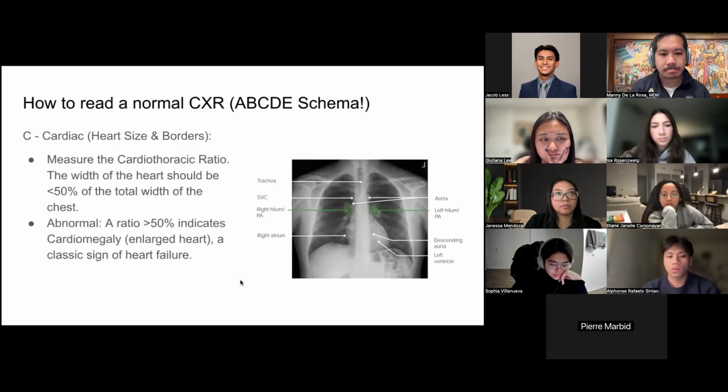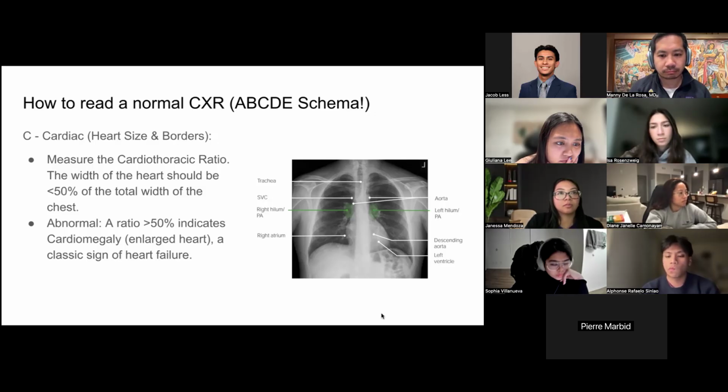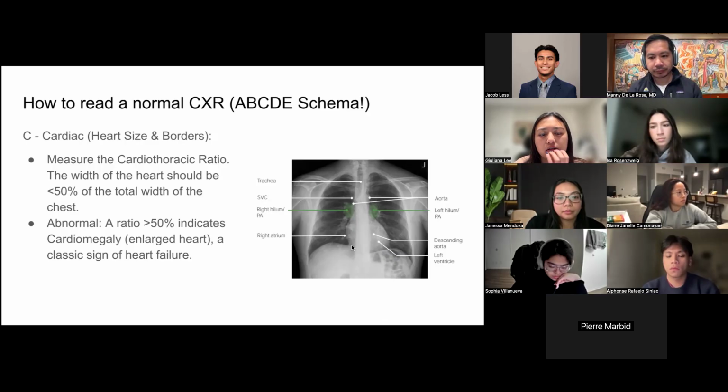Next in the schema is C, which stands for cardiac. You're looking at the heart size and borders. So if you remember from your anatomy, or just picturing it, you can see the borders of the heart. The right atrium, going towards the left side of your screen, you can see that nice border there. Above that, you can see the right hilum and the pulmonary artery area.